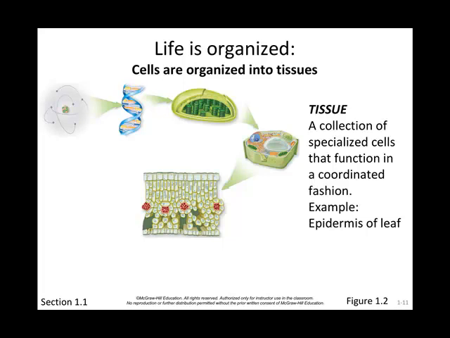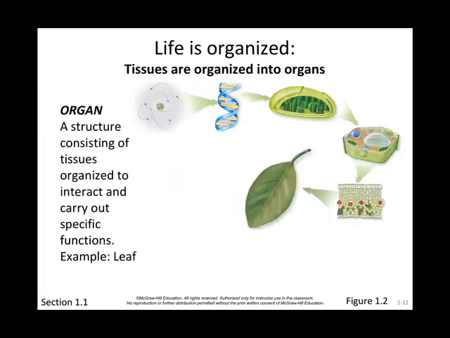Now, lots of cells can also come together to perform a certain task in a living organism. When the same type of cells work together to complete a specific function, we call these groups of cells tissues, a collection of specialized cells. This picture shows the epidermis of a leaf as a tissue because it has a collection of cells that function together in photosynthesis.